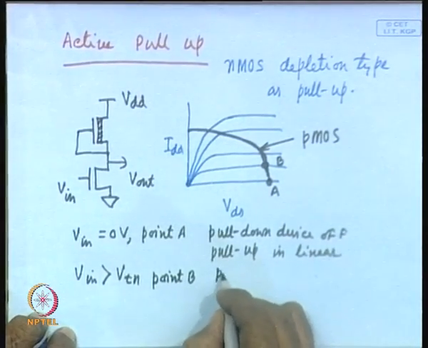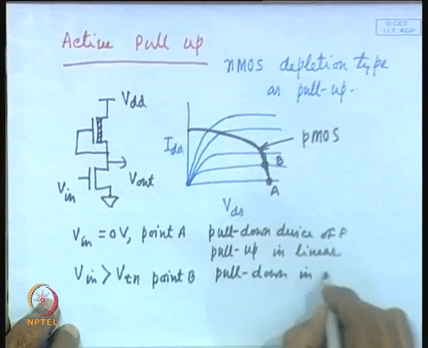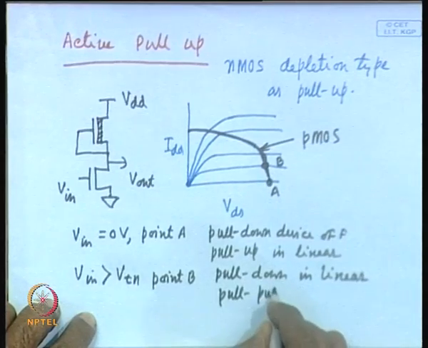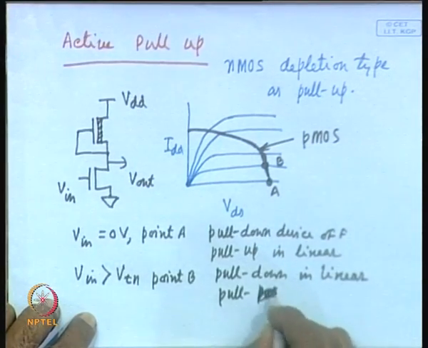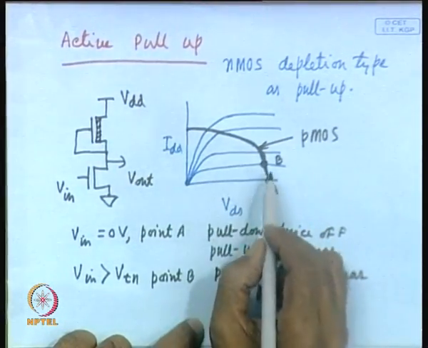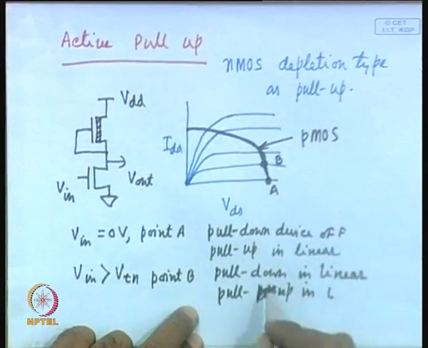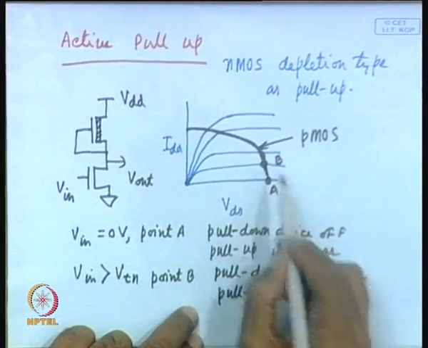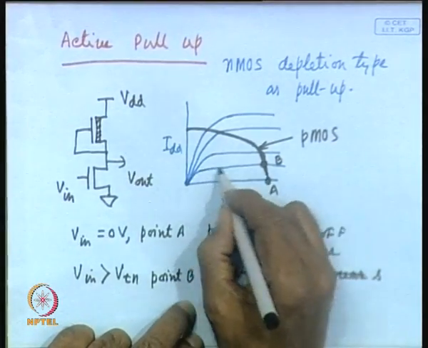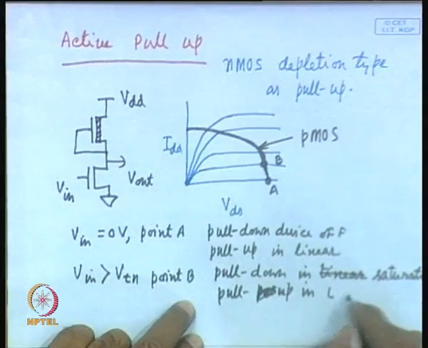Pull up, pull down, in which region? Linear region. Here the pull up device is also in linear region, pull down in linear, sorry. This is the pull up in saturation, sorry, pull down in saturation, it is not correct. So, it is in saturation and pull up in linear.